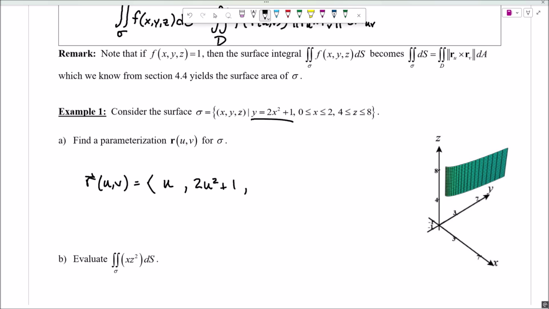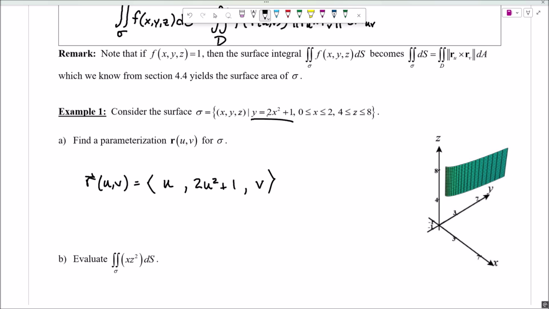But what in the world should I make v? What should z be equivalent to? What you'll notice is that my z variable actually doesn't seem to have any interaction or any direct relationship to the x and y variables that I have. And so this makes it a perfect selection to just say my z variable could just be represented by v.